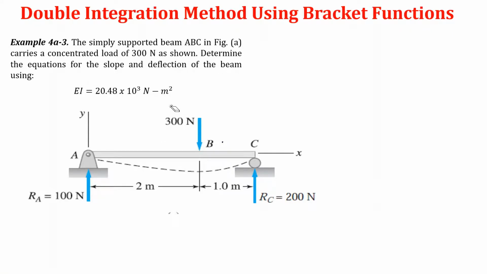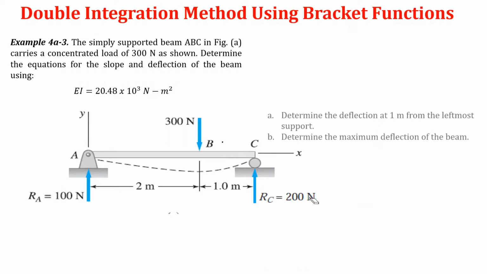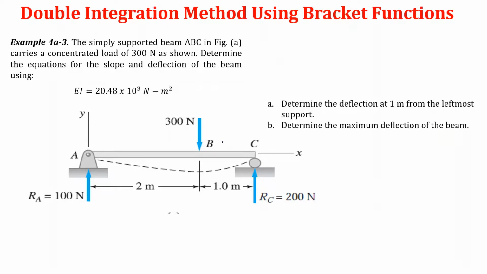So, take note that the EI is 20.48 times 10 raised to 3 Newton meter squared. Okay. So, go straight to the reactions. The reaction at A is 100 Newton. Reaction at C is 200 Newton. Okay.